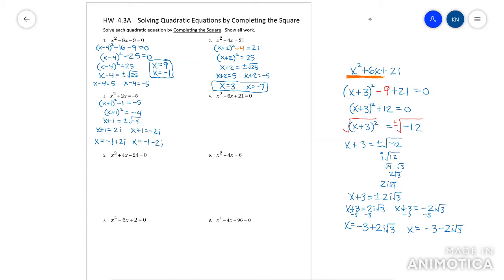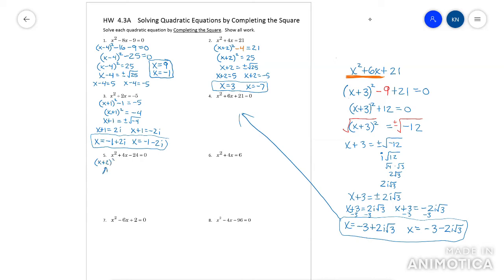Like that. We already did number 4, so I'm just going to jump to number 5. This is number 4. Okay, number 5, same thing. Find the thing with the letter x. That's this 4x, and you're going to cut it in half. So call it x plus 2 squared.